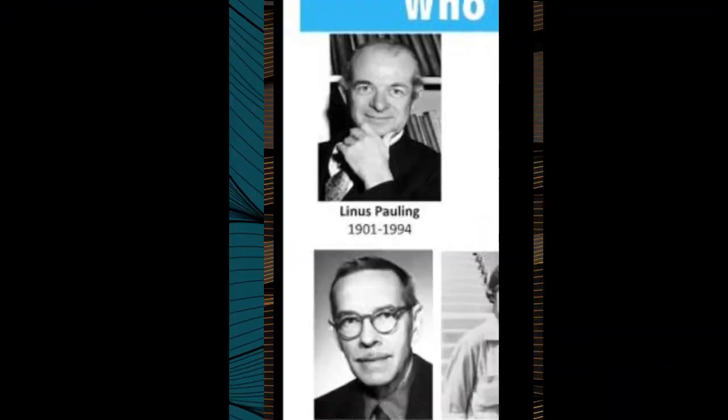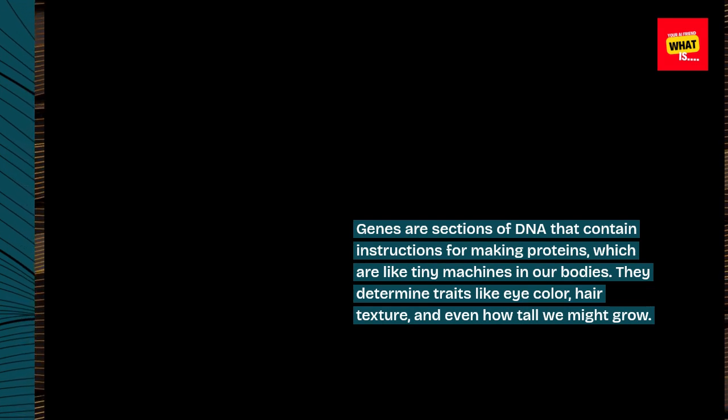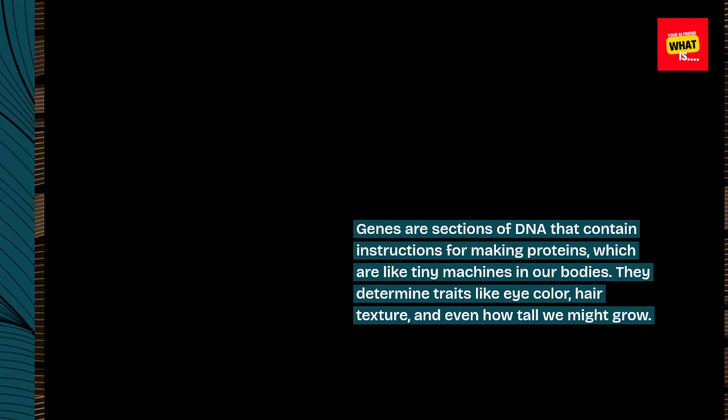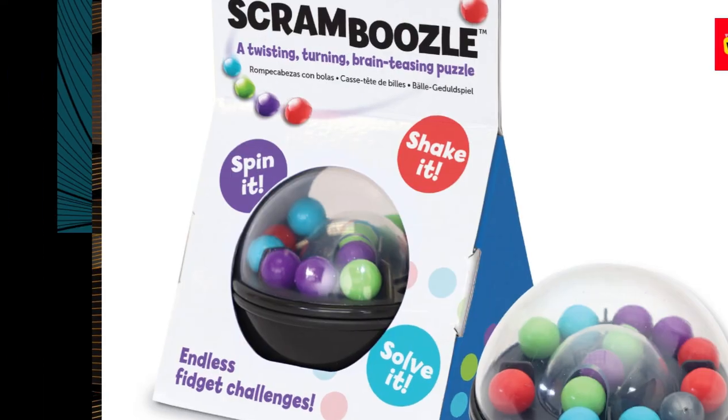4. Genes. Genes are sections of DNA that contain instructions for making proteins, which are like tiny machines in our bodies. They determine traits like eye color, hair texture, and even how tall we might grow.